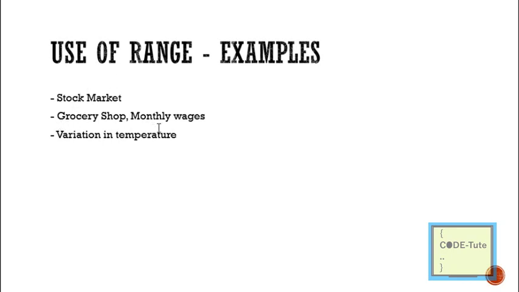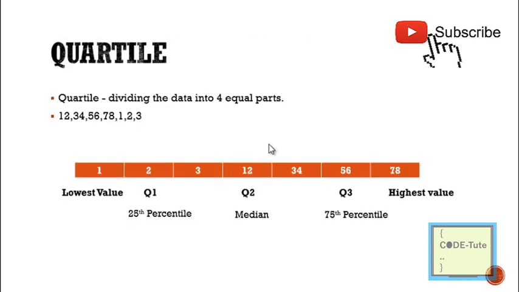As well as you can also use it in a grocery shop. If you want to know the sales of the previous day and today, as well as by calculating the monthly wages, and variation in temperature, of course. Okay, so for example, if you want to calculate the rainfall difference or the heat difference, then you can use this range function.